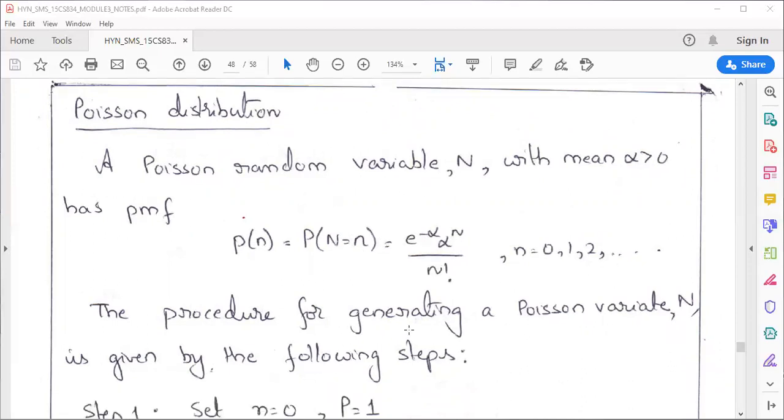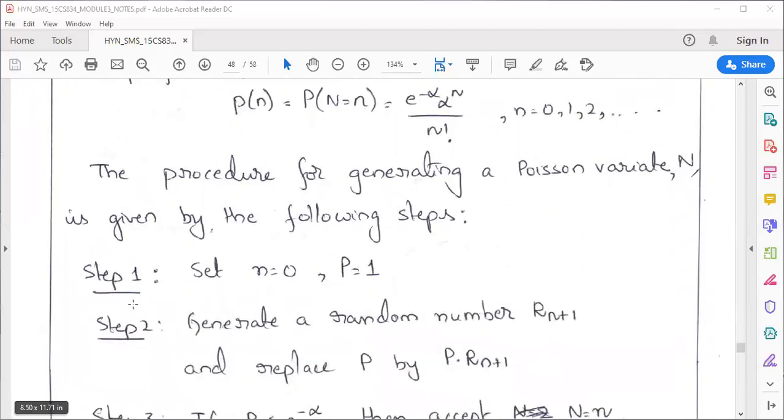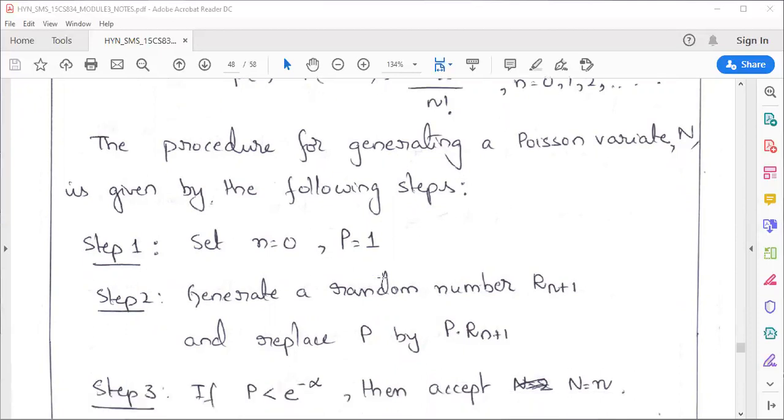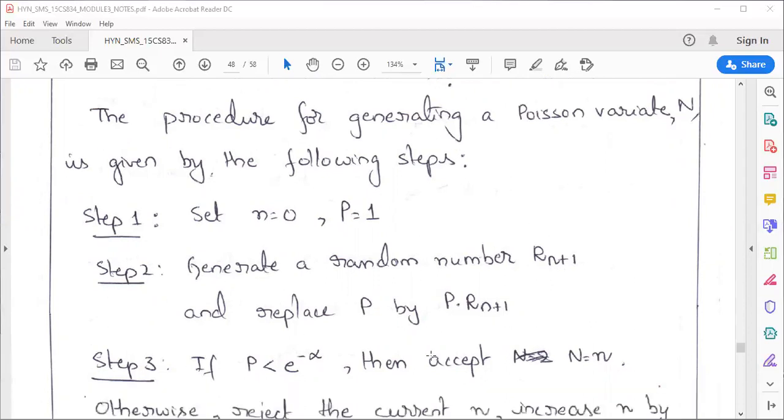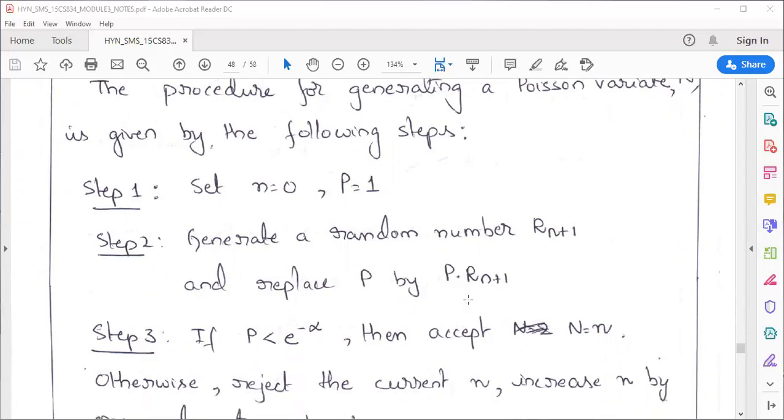The procedure for generating Poisson variates N is given by the following steps. What is the first step? First step is to set n equal to 0 and p equal to 1. Step 2, generate a random number R(n+1) and replace p by p times R(n+1). That means take one random number and multiply it with the value of p. That means I will get 1 times that corresponding random number.